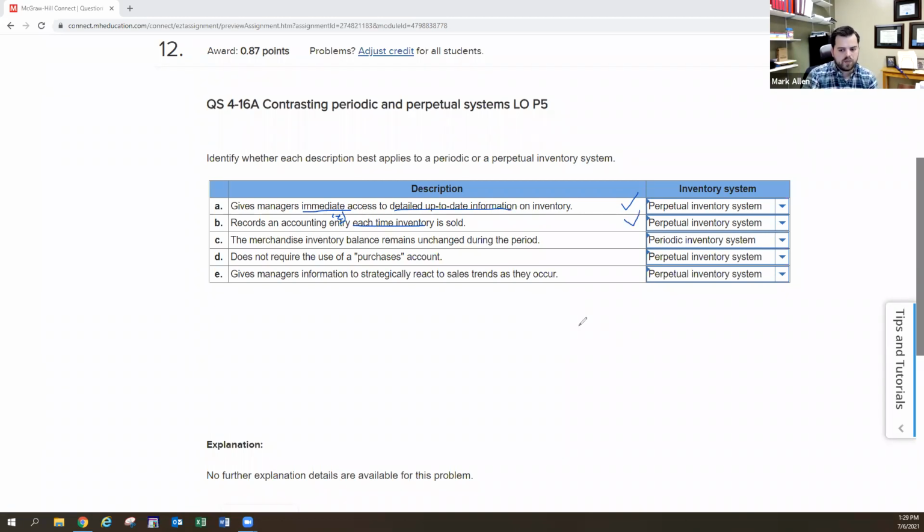That is perpetual. Merchandise inventory balance remains unchanged during the period. That is periodic, right? That is periodic. Has to be. We only make the update at the end of the period. So during the period, no change. Does not require the use of a purchases account. This is the perpetual inventory system.